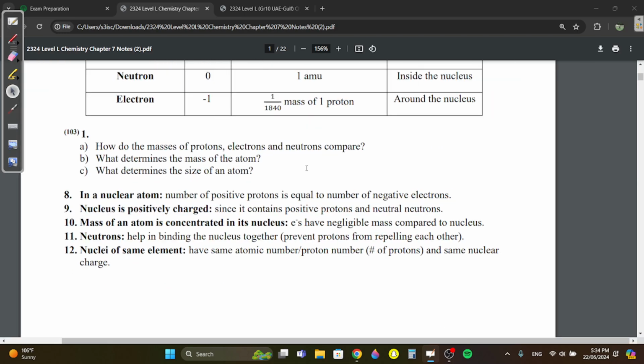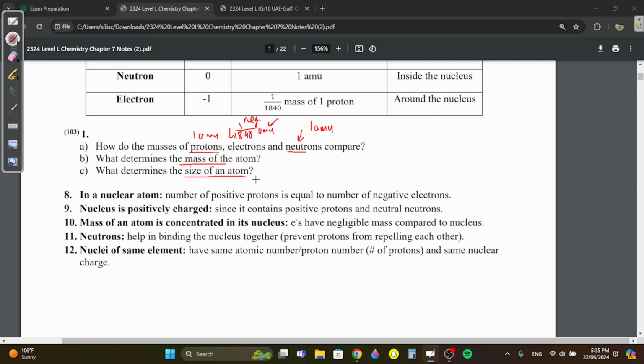How do the masses of protons, electrons, and neutrons compare? We know that the mass of a proton is 1 AMU. The mass of an electron is 1 over 1840 AMU. And the mass of a neutron is also 1 AMU. They're not going to ask you what's the exact number. If they say it's negligible, it's also negligible, by the way. But if it comes with multiple choice, it's 1 over 1840. What determines the mass of an atom? It's going to be the protons and the neutrons.